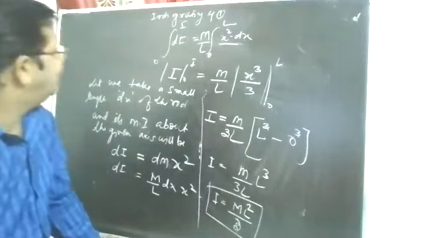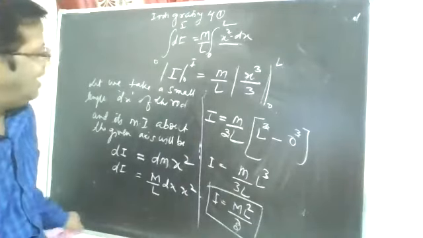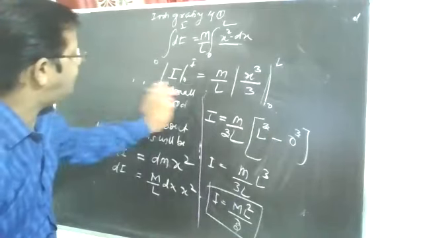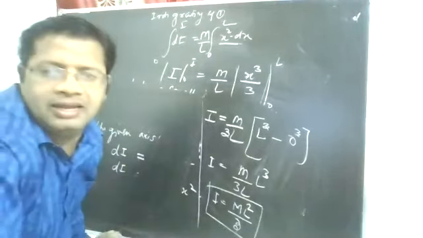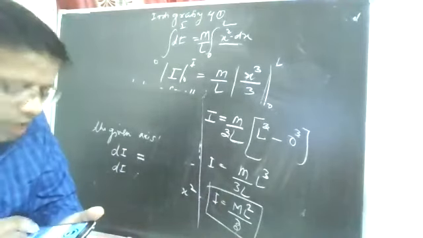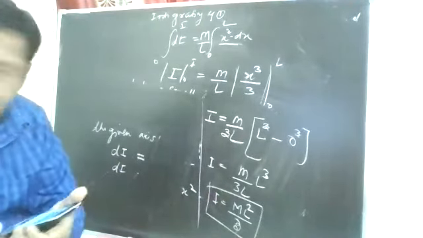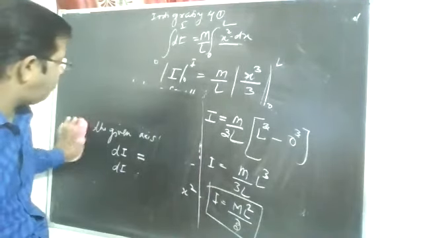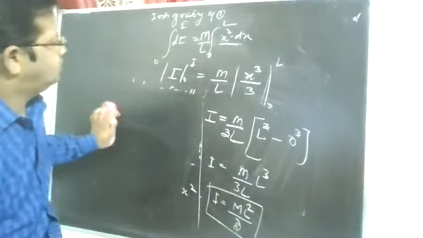Now, in the second case, we will determine the moment of inertia of the same rod, but the axis will be passing through its perpendicular bisector of its length. See here.